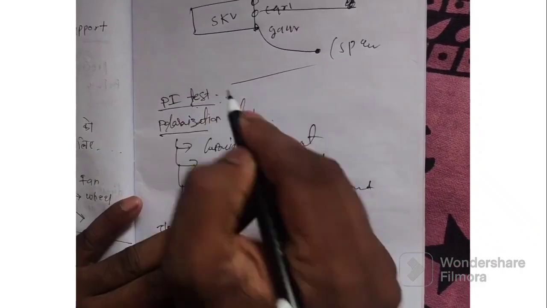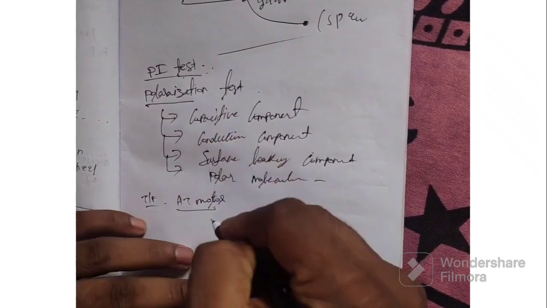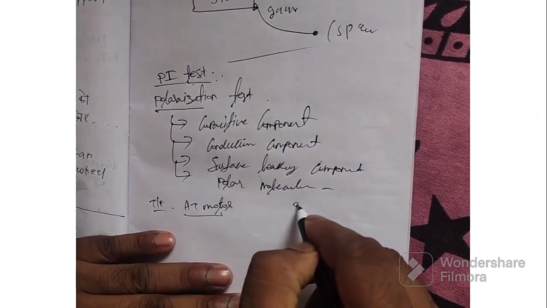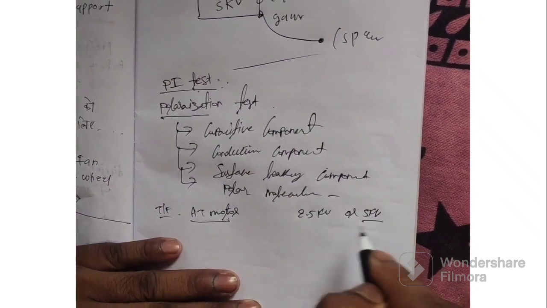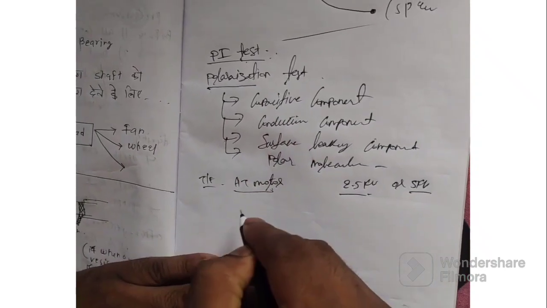This PI test is done by HT transformers and HT motors only. This is not for LT motors. This is only done at 2.5 kV, sorry, or 5 kV. So basically, the PI test is one type of IR test only.